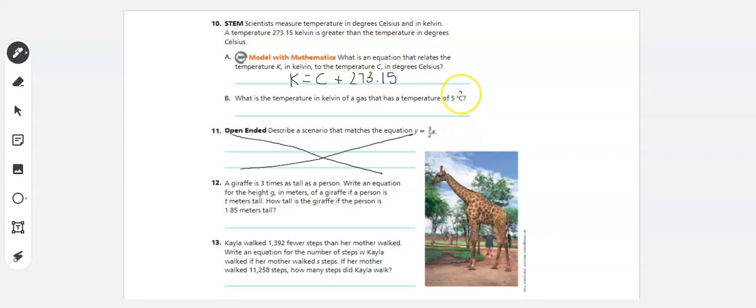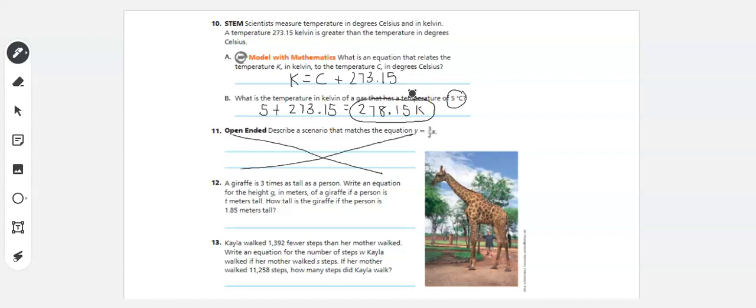And they want us in here to plug 5 in. So I have 5 going in for C. So 5 plus 273.15 equals 278.15 K. K stands for Kelvin. It's just another temperature.